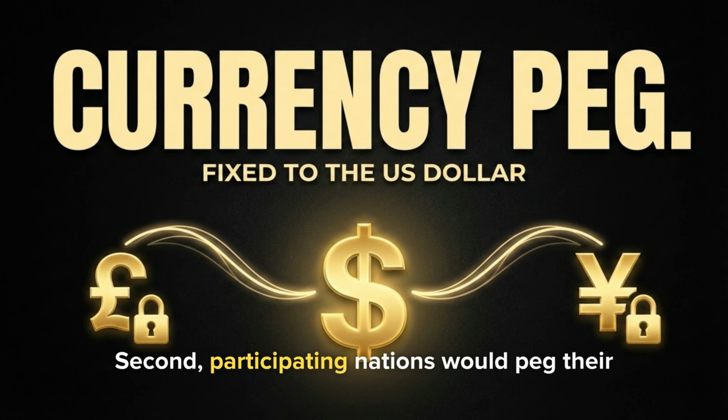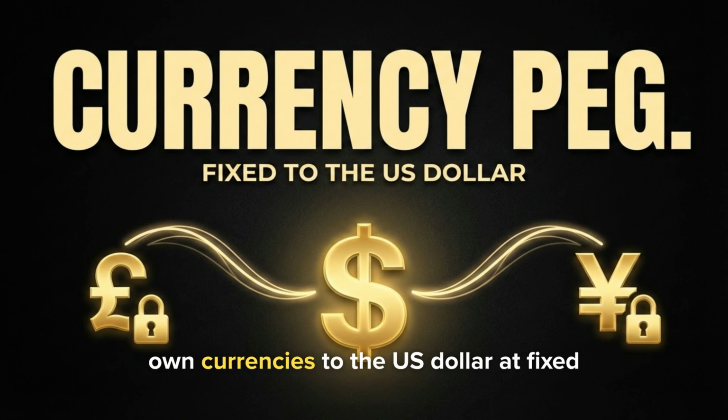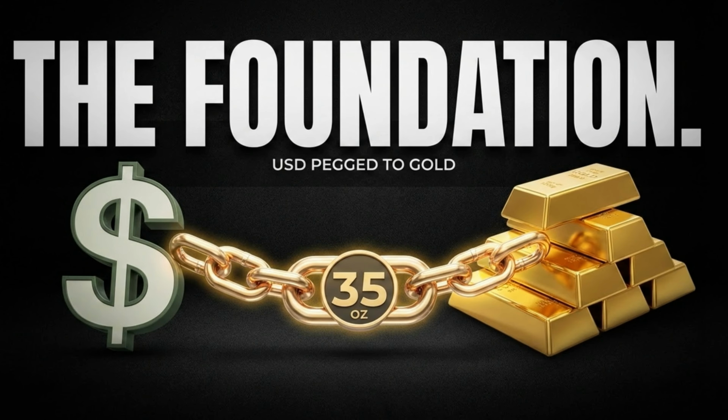Second, participating nations would peg their own currencies to the US dollar at fixed exchange rates. Third, and this is the foundational element, the US dollar itself would be pegged to gold at a fixed rate of $35 per troy ounce, and any foreign government or central bank could exchange their dollar holdings for physical gold at that rate on demand.